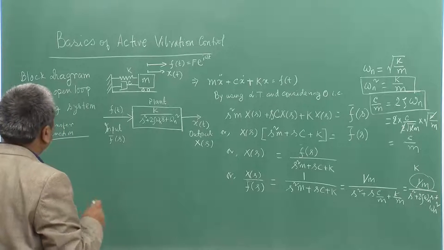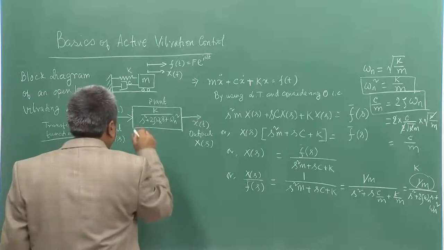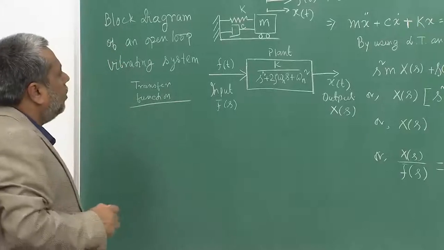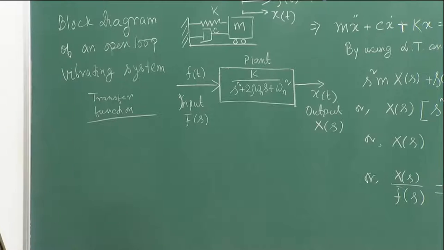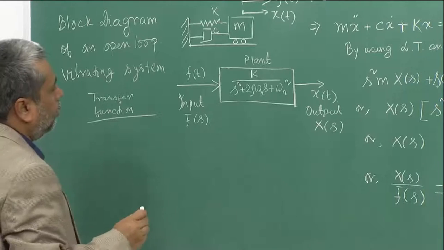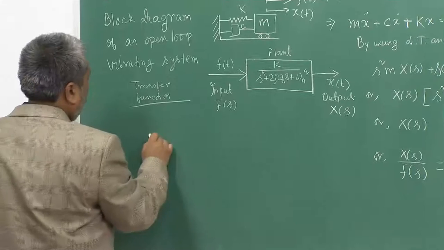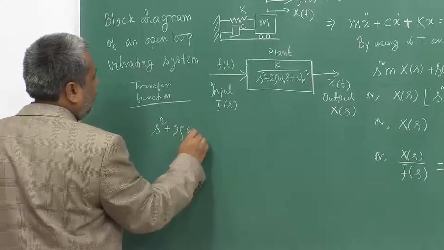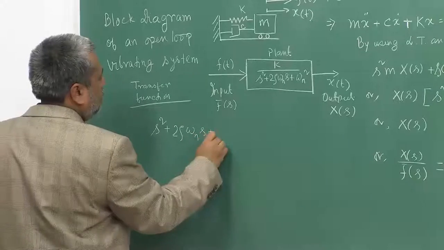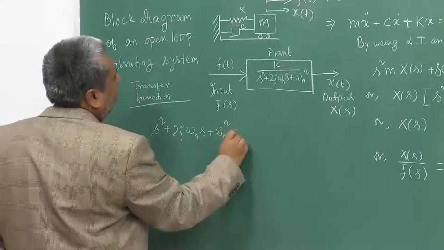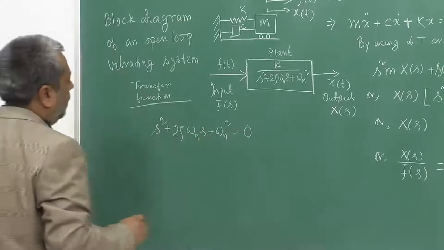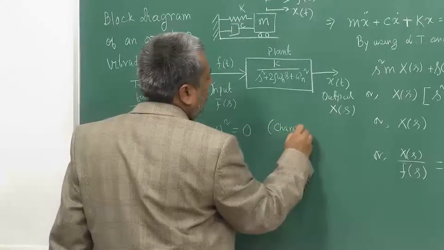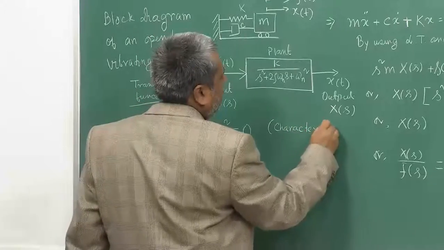If we look at this particular equation, we focus on the denominator itself. There are several things that we can conclude from this denominator. For example, if we equate this denominator, s square plus 2 zeta omega n s plus omega n square, equal to 0, then this is what will give us the characteristic equation of the system. This will be the characteristic equation.